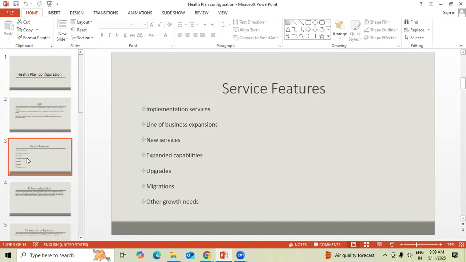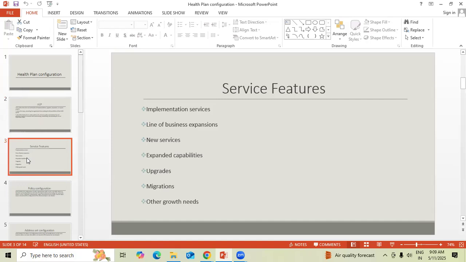Next, the upgrades part, right? So upgrades in context to the healthcare quality services that we are upgrading to the next level, or else the kind of migration process that is involved. So migration from old legacy systems to the new system. So how this can be migrated, followed by any kind of growth needs. All these are the services which are involved when we are implementing health plan configurations in the field of healthcare.